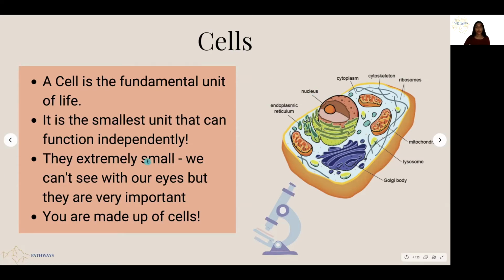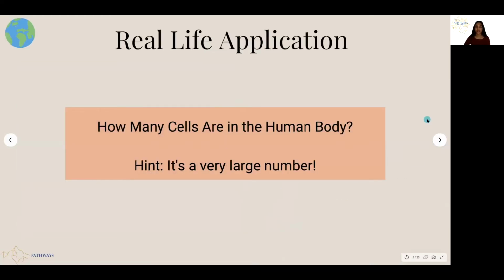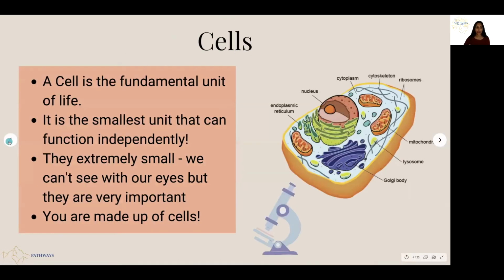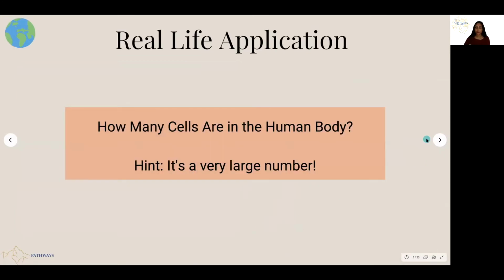So cells are extremely small. We can't see them with our own eyes, but nonetheless, they're very important. You are made up of cells. So here's a real-life application. How many cells are in the human body? A hint is that it's a very large number, and take into account the fact that we said on the last slide that they are extremely small and that we can't see them with our own eyes. You can pause the video and take a guess. I'm going to move on to the next slide, which has the answer on it.